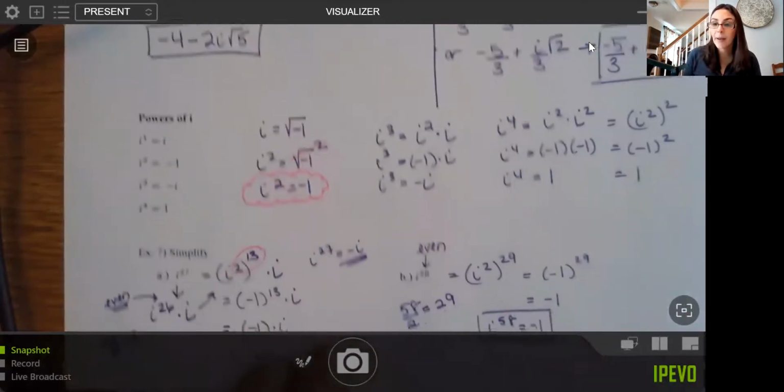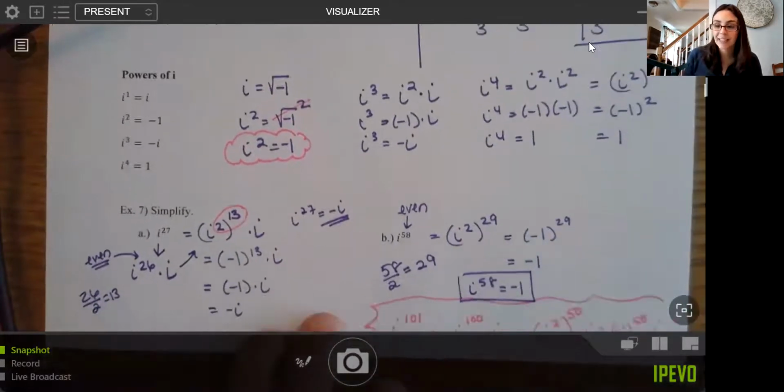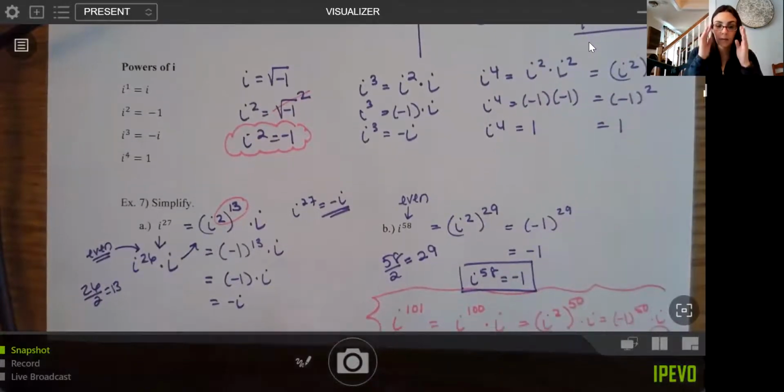Think of them like puzzles. Students always struggle with these, but think of them like puzzles. And the trick there is to get that exponent to be even, because then you can make it into an i squared. And that's how you can simplify.